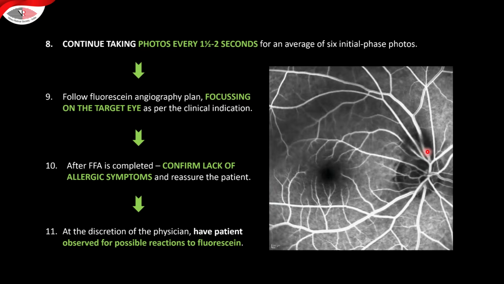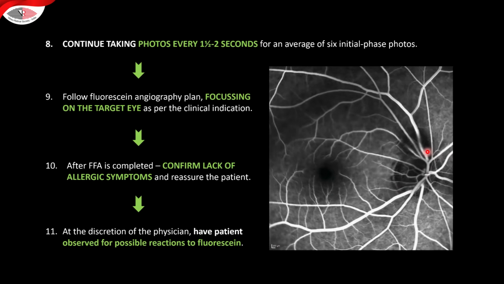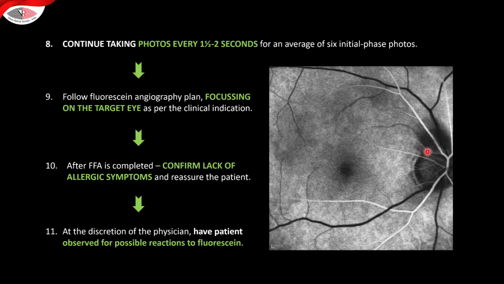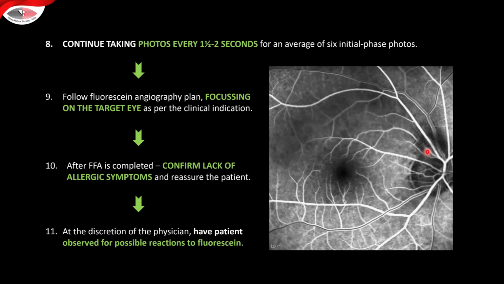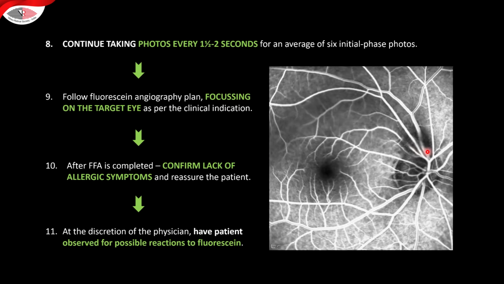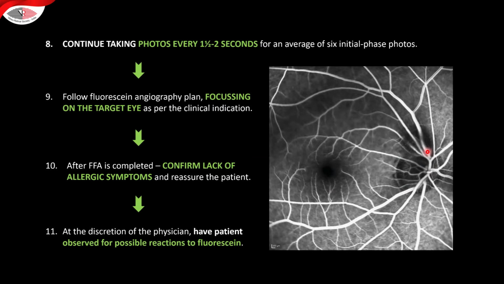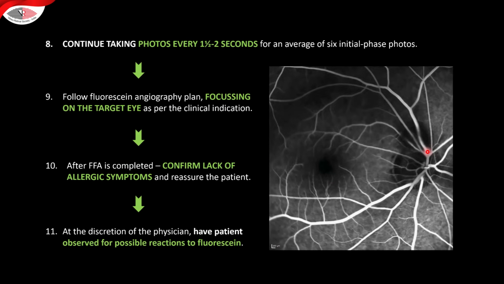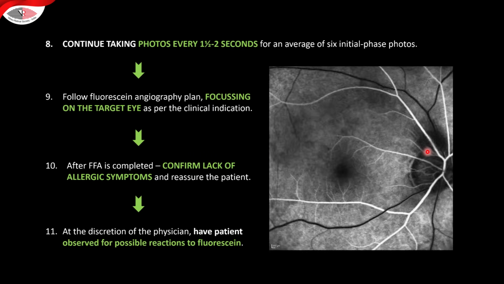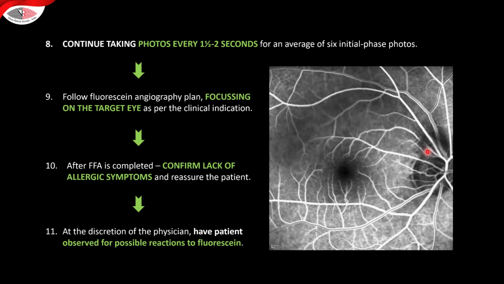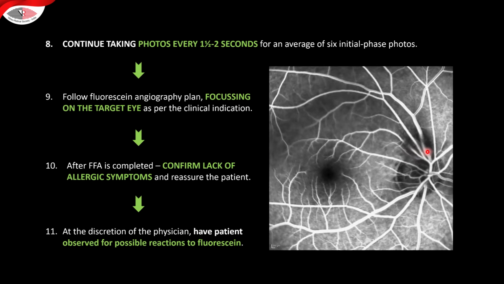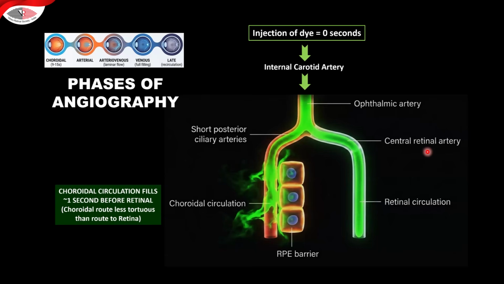Follow the angiography plan, focusing on the target eye based on the pathology, and then, of course, the other eye eventually. After the FFA is completed, confirm lack of allergic symptoms and reassure the patient, and at the discretion of the physician, have the patient observed for any possible reactions to fluorescein if you find them. This is how the whole dye progresses in a normal angiogram that you see here.